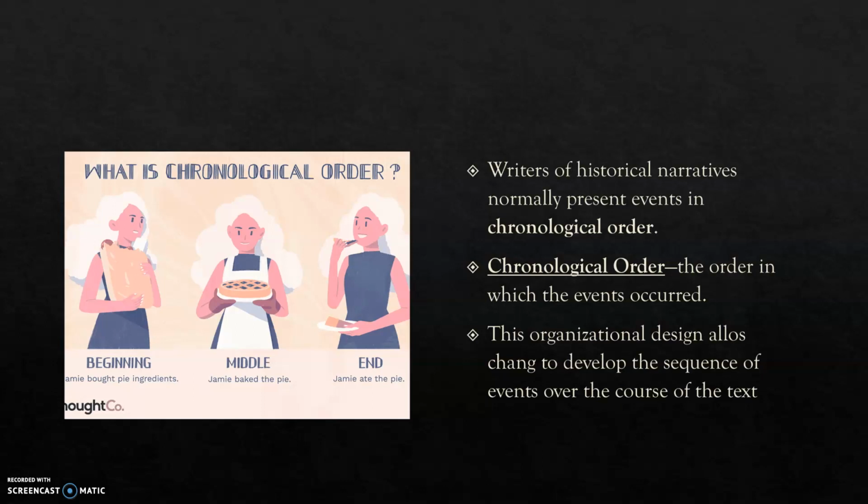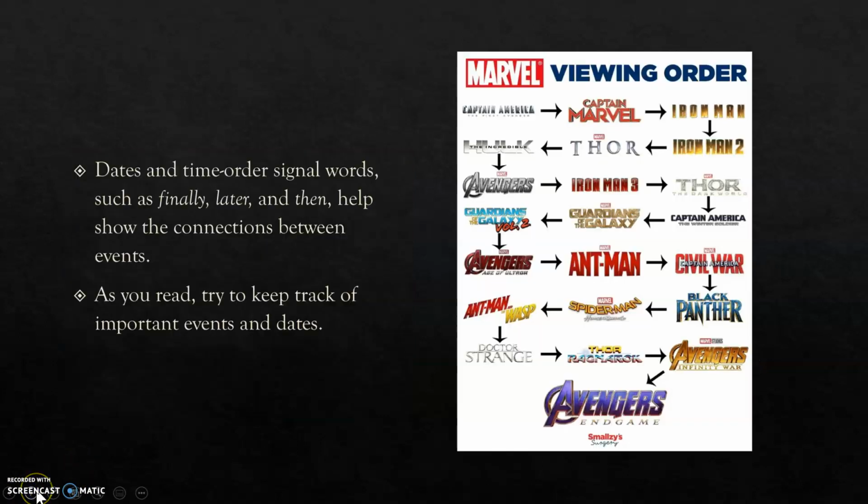This organizational design allows Chang to develop the sequence of events over the course of the text. So we know going into this, as we read, she's going to tell the story exactly how it happened. First this happened, then this happened, then this happened. Dates and time order signal words, such as finally, later, and then, help show the connections between events. As you read, try to keep track of important events and dates.